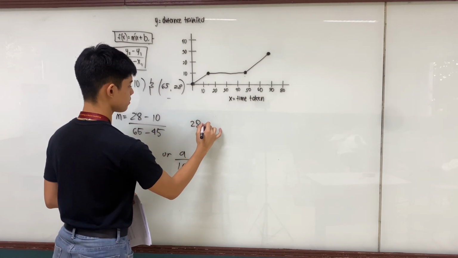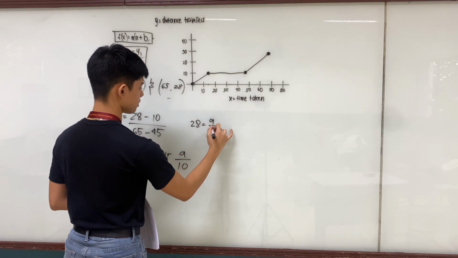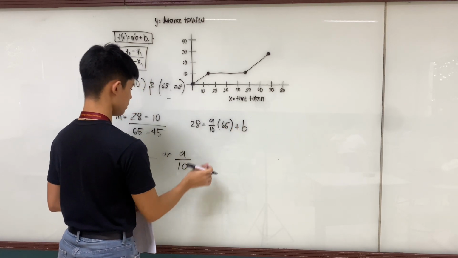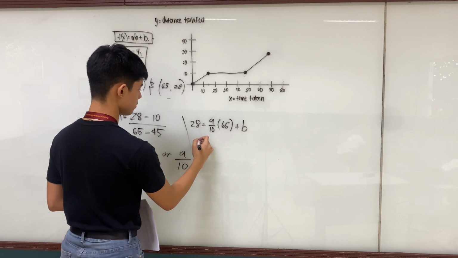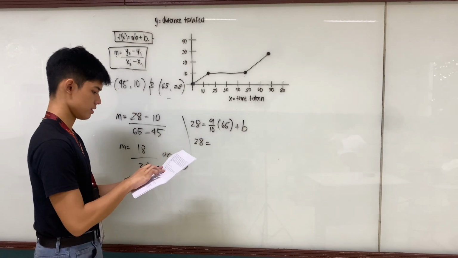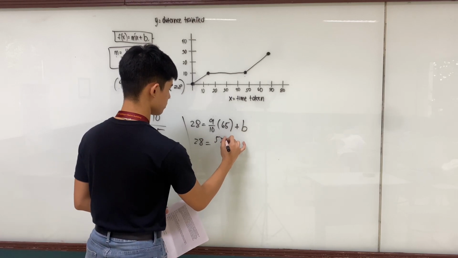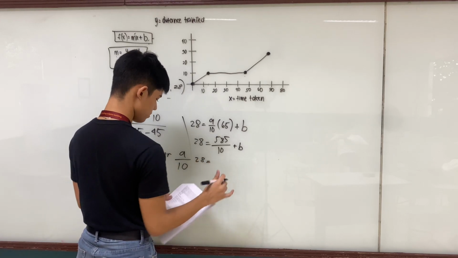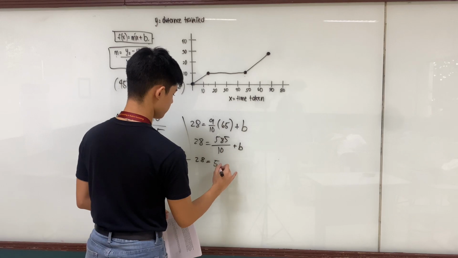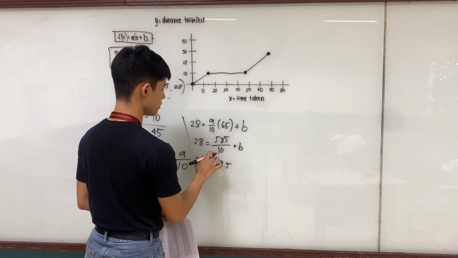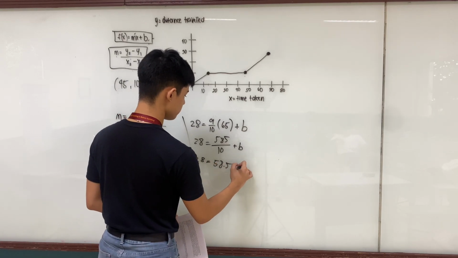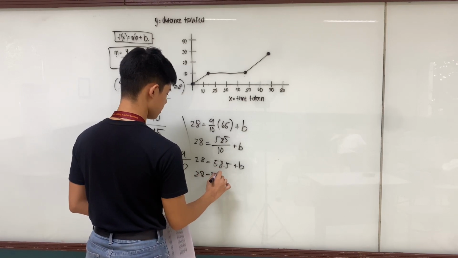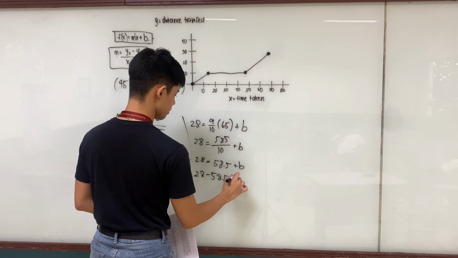So y is equal to m, which is 9 over 10, times x, which is 65, plus b. So if we're going to solve for that, then 58.5 is equal to 585 over 10 plus b. So 585 divided by 10 is 58.5 plus b. And then let's transpose: 28 minus 58.5 is equal to b.